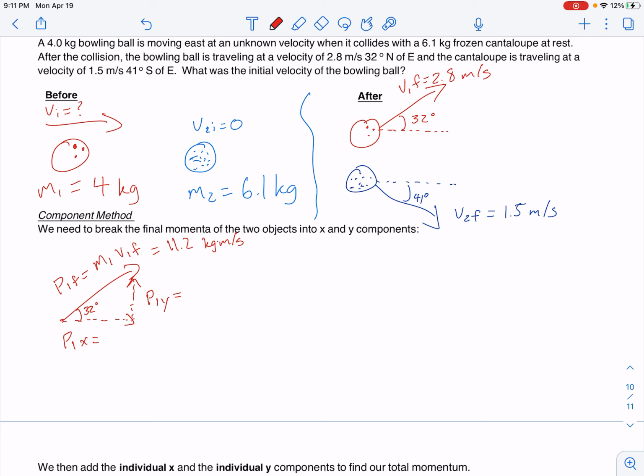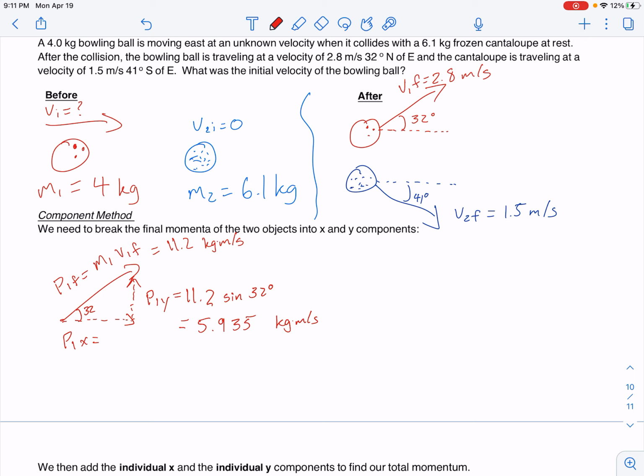So if we want to know the y direction, this is the opposite side, so we're just going to use sine. We have our hypotenuse, which we already found, it's 11.2 sine 32, which equals 5.935 kilograms meters per second.